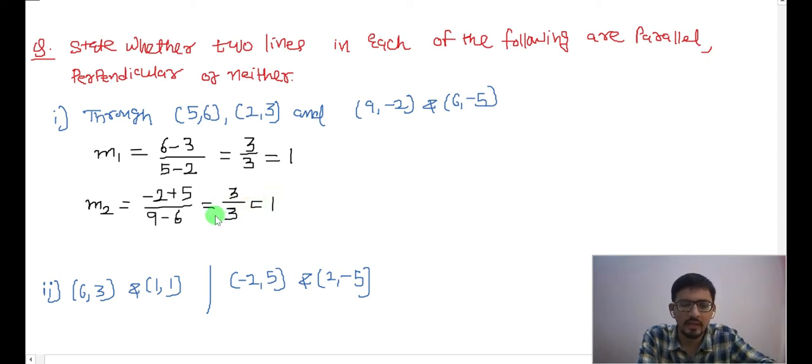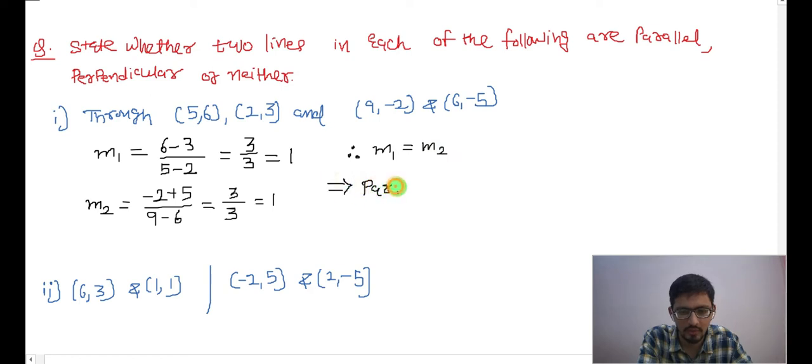So very clearly we can understand the slope of both lines is coming 1 only, right? That means m1 and m2 are equal. So therefore here I can write m1 equal to m2. The slopes are equal, so what I can conclude is these two lines are parallel. That's all. So these two lines will be parallel.